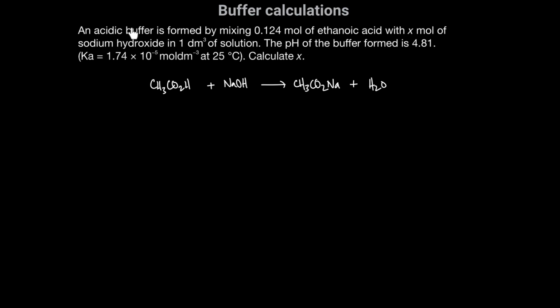So we know that we're forming an acidic buffer, which means that ethanoic acid is in excess, because in order to form a buffer solution, we need a mixture of the weak acid and its conjugate base. So all the NaOH will react and acid will be left over, and we'll also have a salt of the conjugate base produced, and therefore a buffer solution.